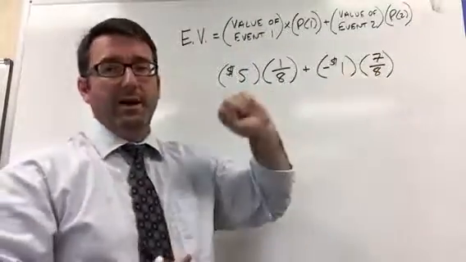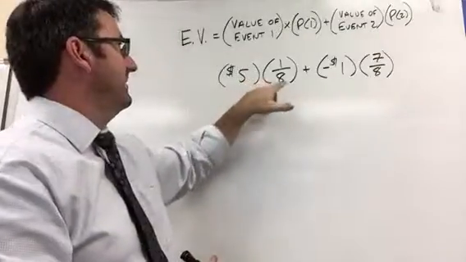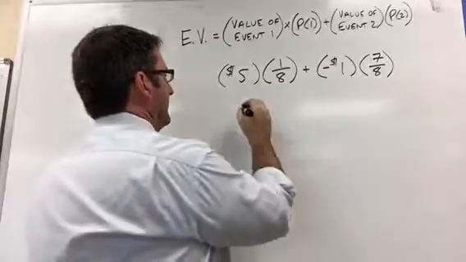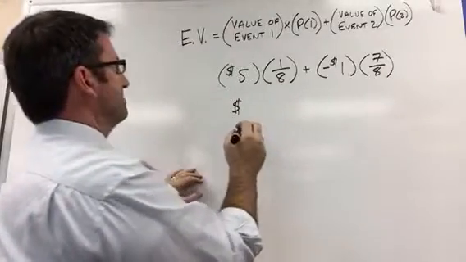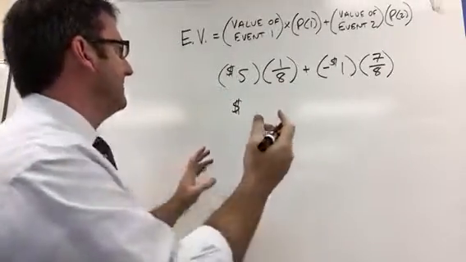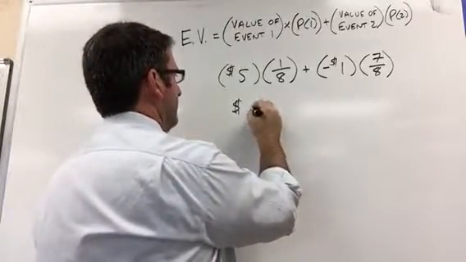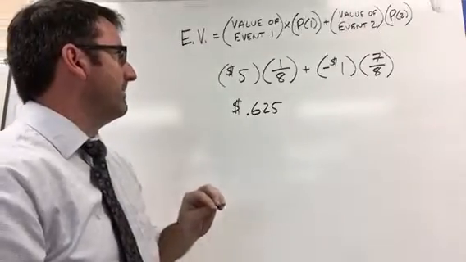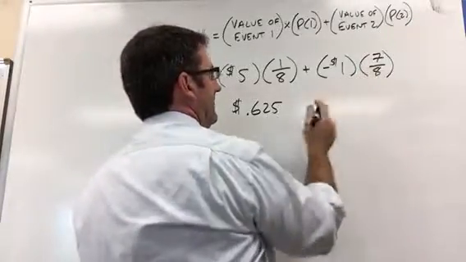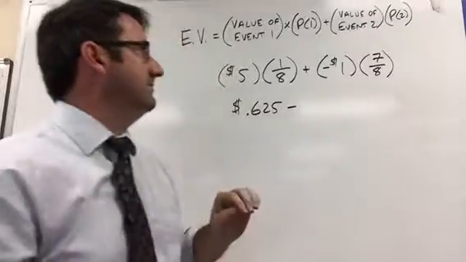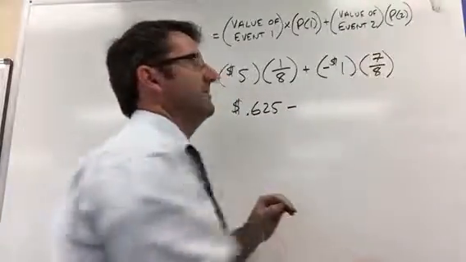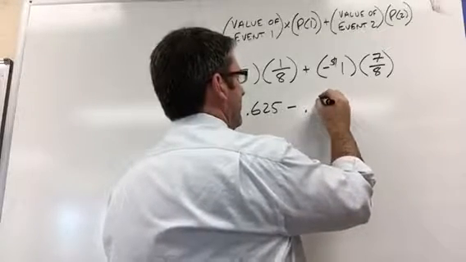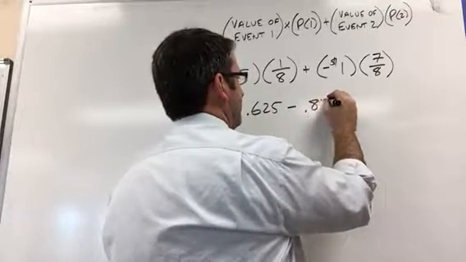So now we can calculate this. $5 times a probability of 1/8. That's going to give us, let's see, 5/8, which is 0.625. And then the value of losing here, that's going to be negative $1 times 7 out of 8. That is negative 0.875.